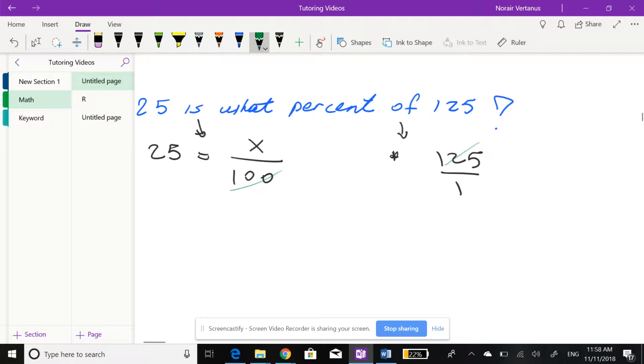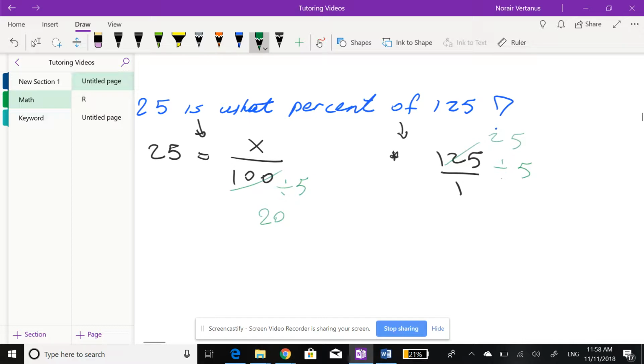Both of these can be divided by 25. There are 4 25s here and 5 25s here. If you don't see that, go step by step. Both of these are divisible by 5. Let's do it like that. Divide by 5. 100 divided by 5 is 20. 125 divided by 5 is 25.